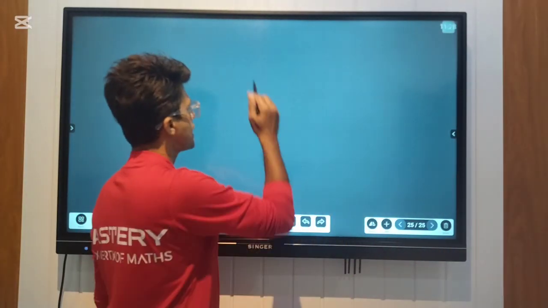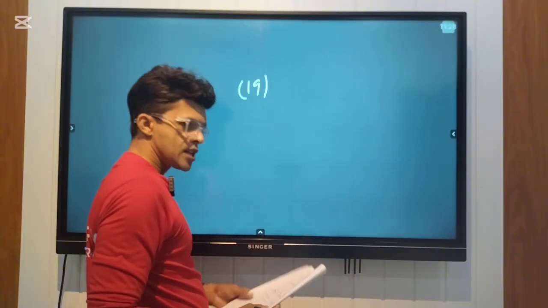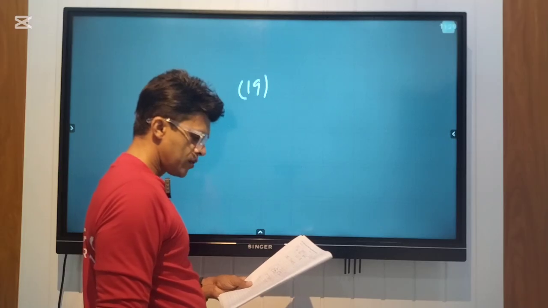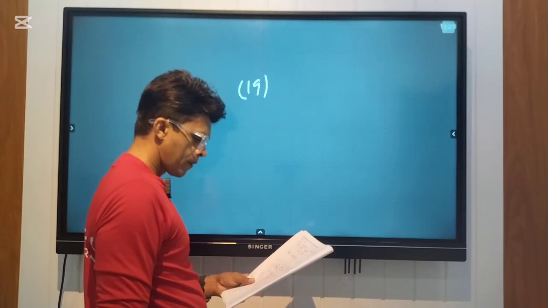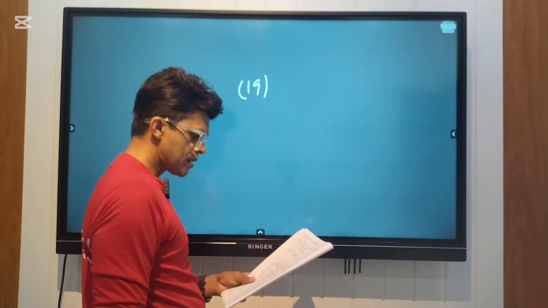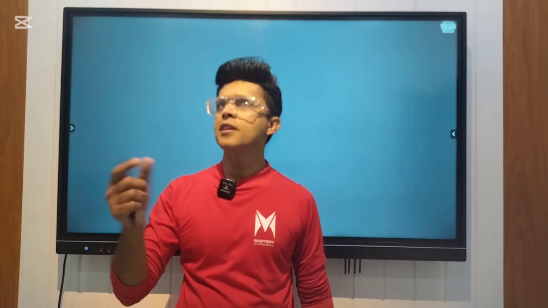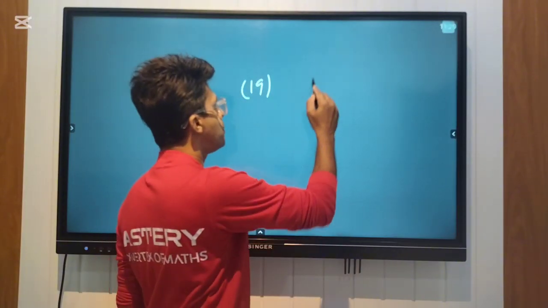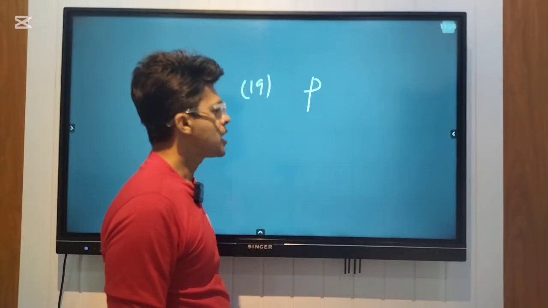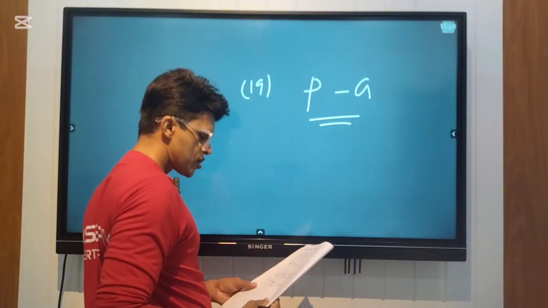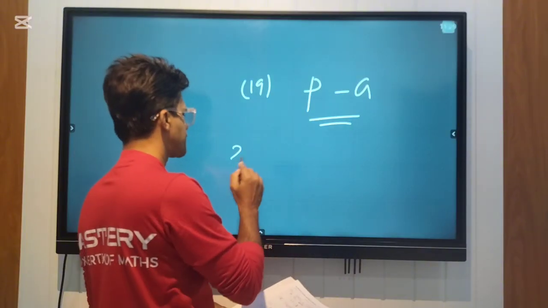The 19th question. 19th question is: P is a number, write the number which is less than the number P in terms of A and P. P is a number, then the number that you are going to write in terms of P should be less than P by A. I mean, the number is P, the number that you are going to take should be less than P by A. So this means P minus A. So the answer of this question should be P minus A.